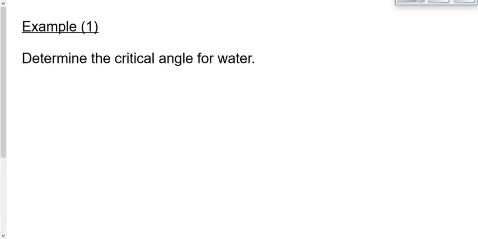Okay, let's do an example here, and then I'm done with you for the day. Determine the critical angle for water. By the way, the index of refraction for water is, I believe, somebody just check this on your worksheet. I think it's 1.33.